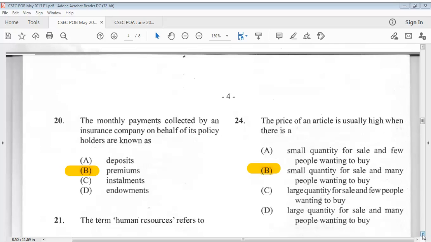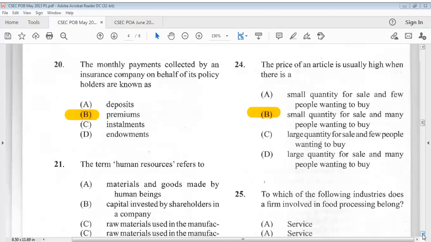Because we all know what a contract is. 20 says the monthly payments collected by an insurance company on behalf of its policyholders are known as premiums. So B would be your answer.